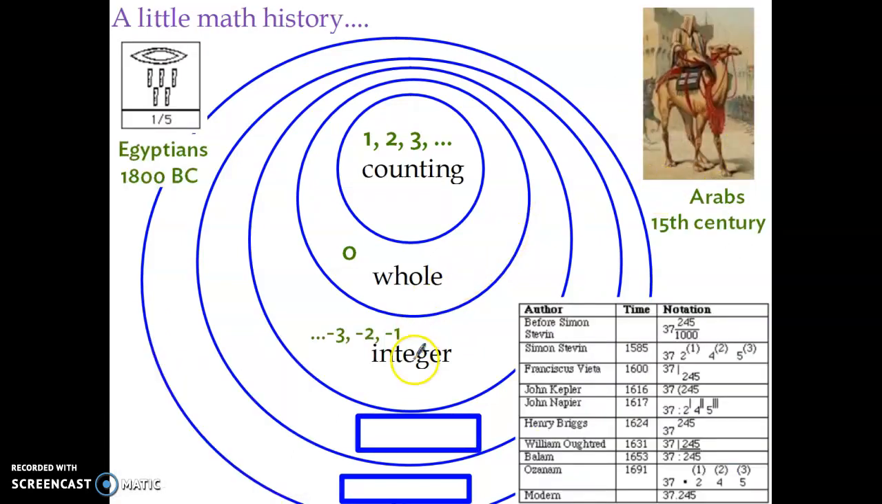Okay, so in addition to integers, it doesn't take long to realize that if I draw out a number line, there are spaces in between -3 and -2. There's a space in between +3 and +4, and that space is filled with something numeric. So both the Egyptians and the Arabs had an idea of fractions. Here's an Egyptian fraction. Unfortunately, the Egyptian fractions were very difficult to work with.